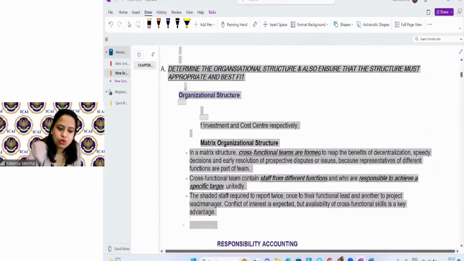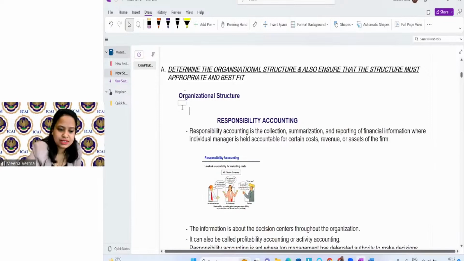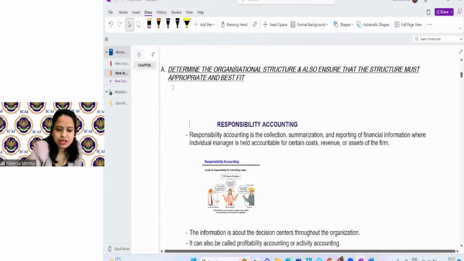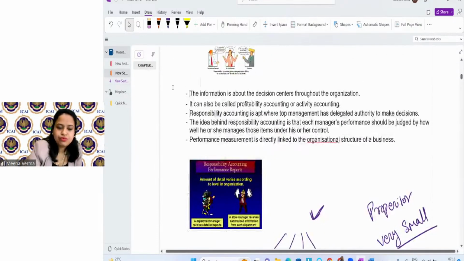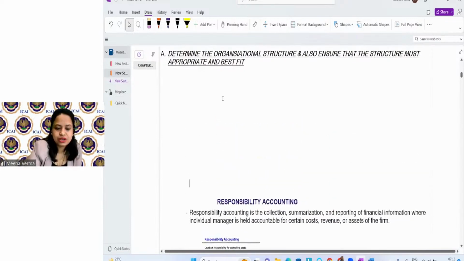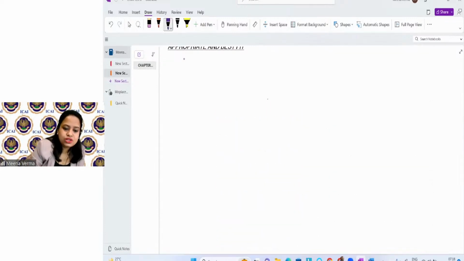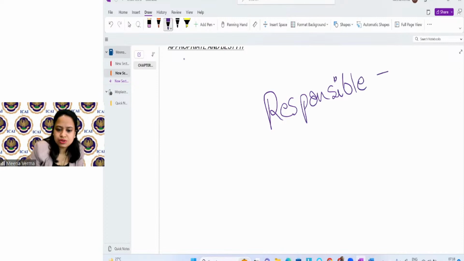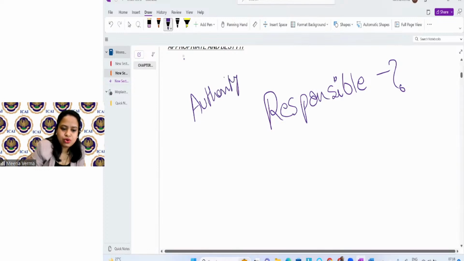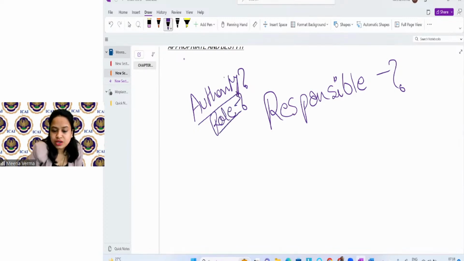Now the question comes here: okay, ma'am, now we know about the structure of the organization. Now please tell us, what is responsibility accounting? If you see in the organization, we talk about a few things. For anything, who is responsible? What type of authority, power do they have in the company? What is their role in the company? What are their responsibilities? We will see and talk about all these things.